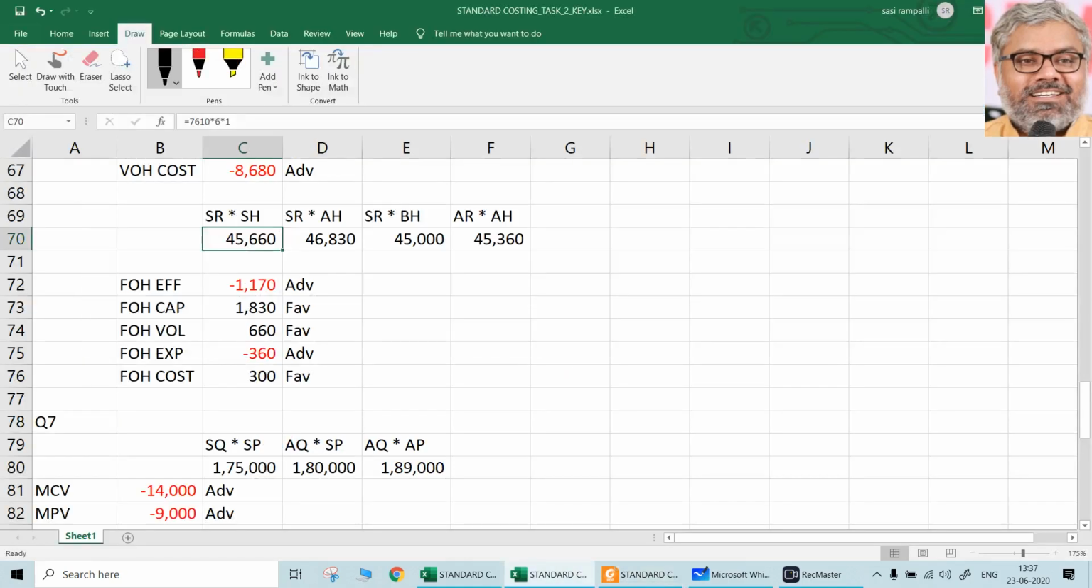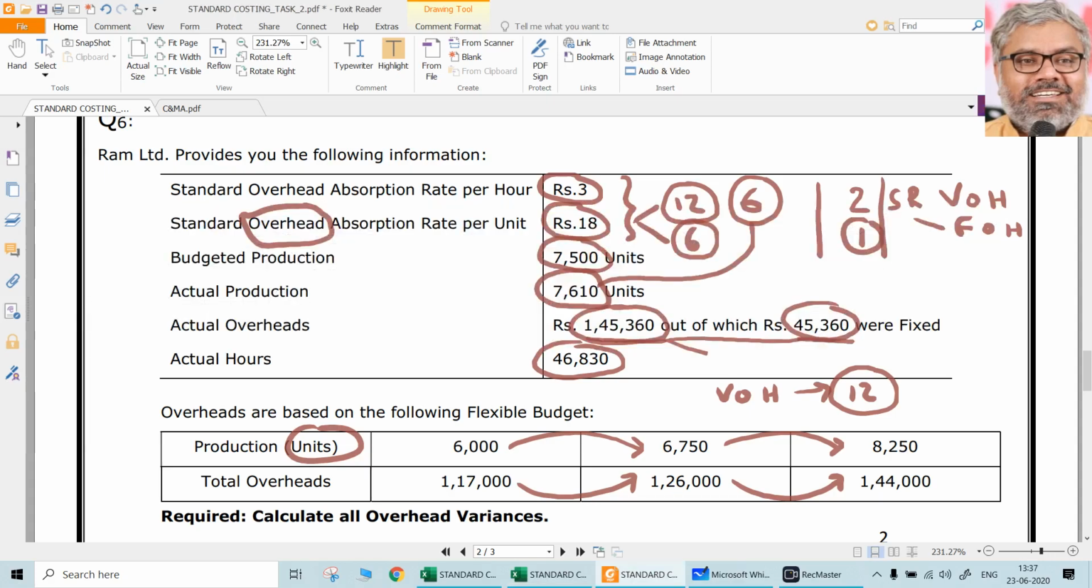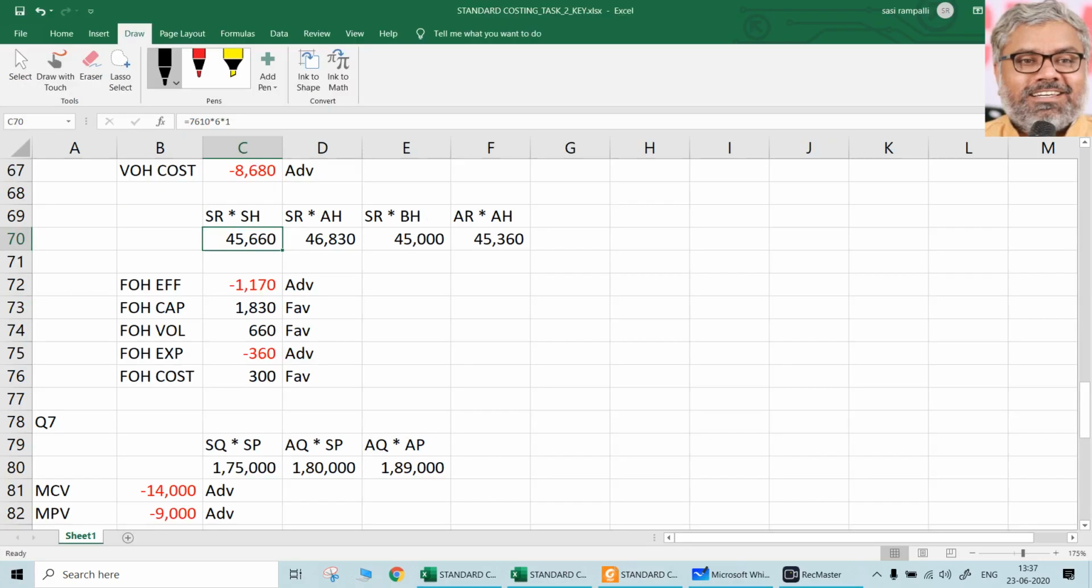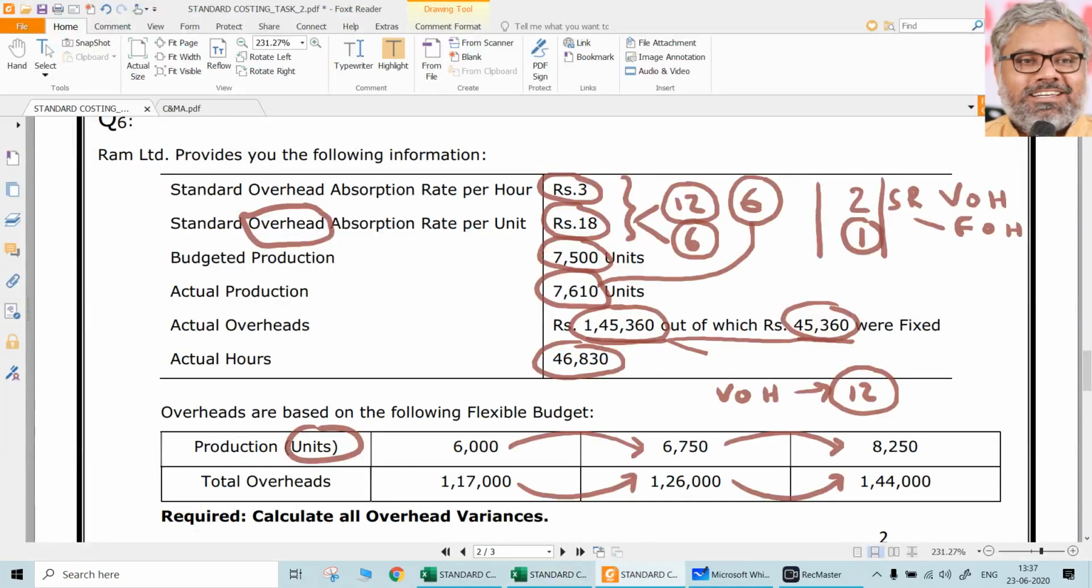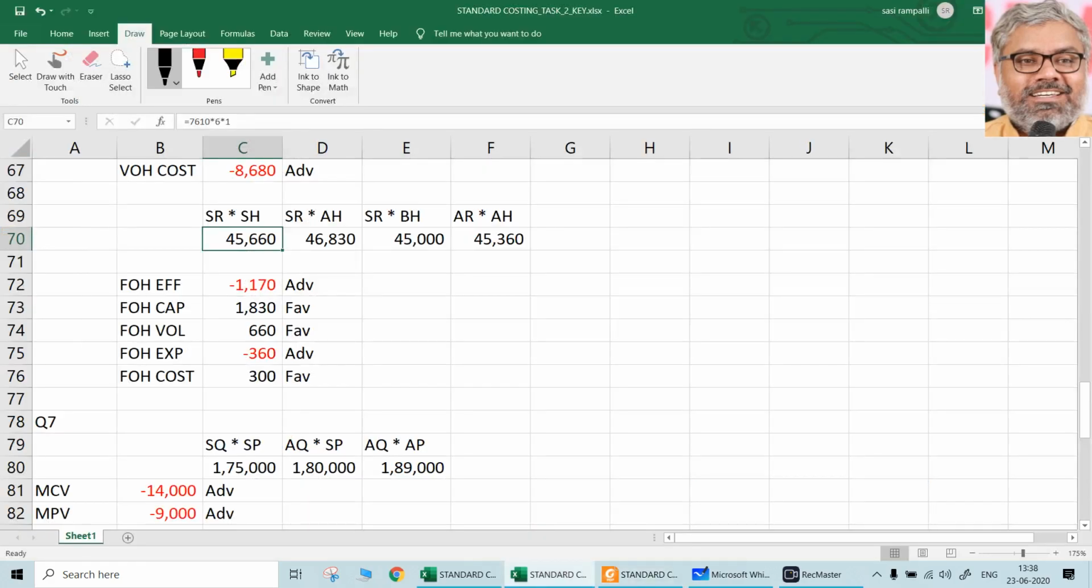Same way SRSH. SH we already calculated, but again you can calculate 7610 into 6 multiplied with the standard rate for fixed overheads, which is 1 rupee per hour. So always the care has to be taken. What are we looking at? Are we looking at units or hours? We are looking at hours while actually finally substituting it.